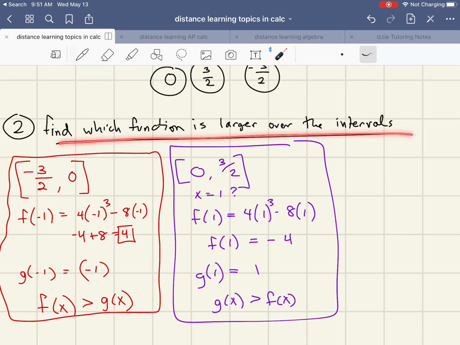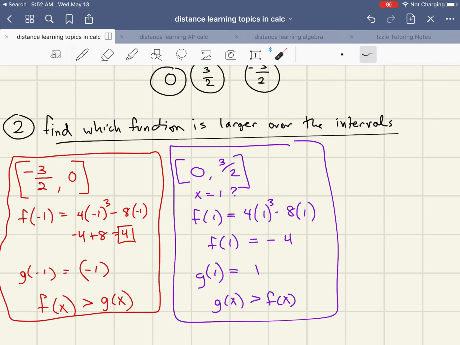Which function is larger over the two intervals? So now there's 3 points of intersection, right? So we have intervals to check. We have from negative 3 over 2 to 0, and then we have from 0 to 3 over 2. Again, luckily we have nice numbers on those intervals. I chose negative 1 on the first interval. I plug it into f, and I get out 4. I plug it into g, and I get out negative 1. Which is larger? f. On the second interval, it switches. So when I plug in 1 into f, I get out negative 4. When I plug in 1 into g, I get out 1. Second interval, g is larger.